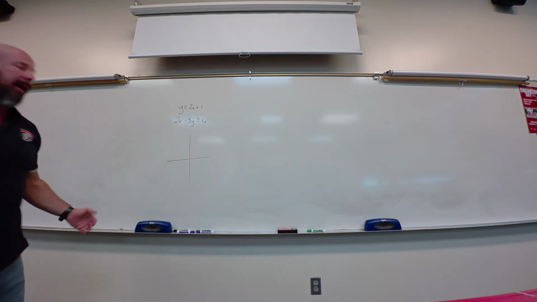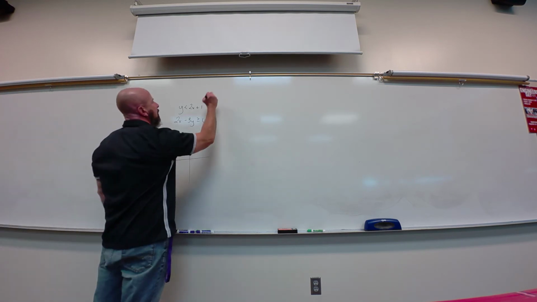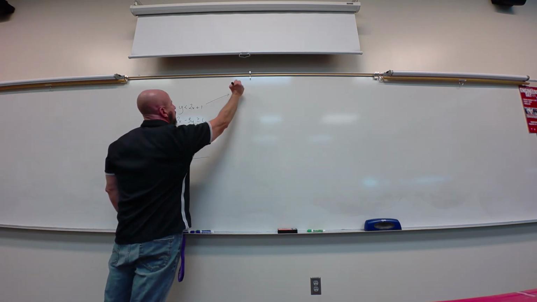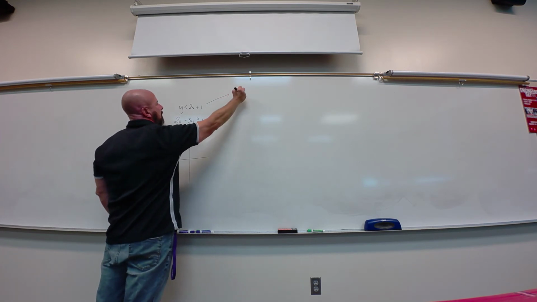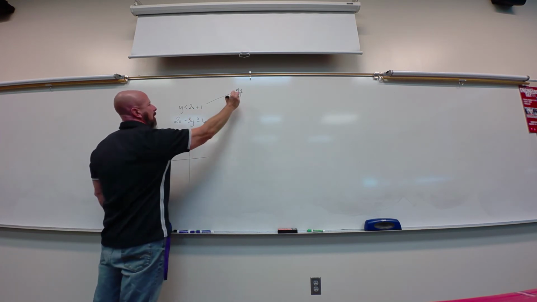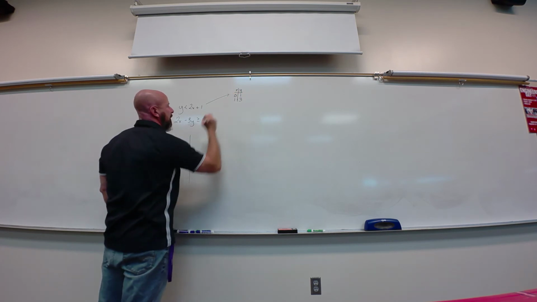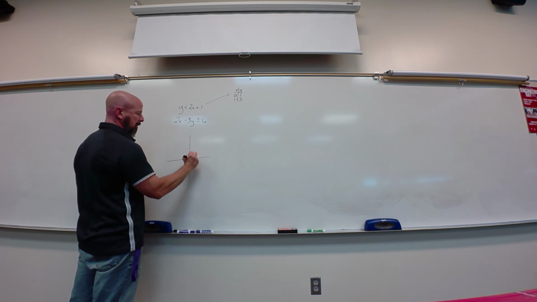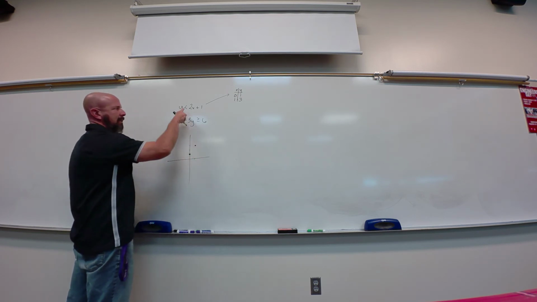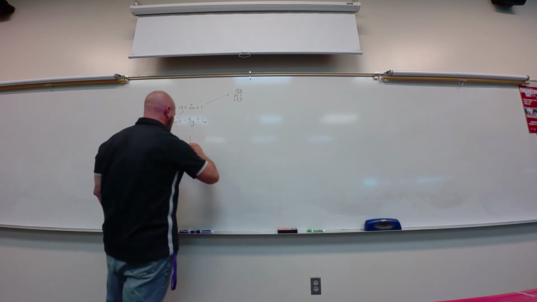So I need 2 points. Just going to draw an arrow out here. Here's my 2 points. I'm going to put a 0 in for x. That gives me 1. I'll put a 1 in for x. That gives me 3. There's my 2 points: 0, 1 and 1, 3. Dashed, because I don't see the equal to.